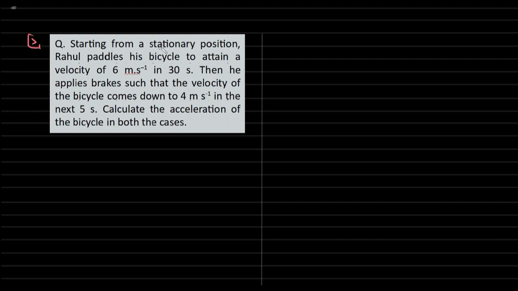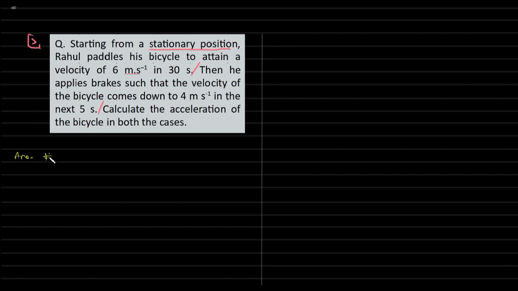Starting from a stationary position. So the word stationary position has a very specific meaning in terms of physics. That is, Rahul pedals his bicycle to attain a velocity of 6 meters per second in 30 seconds. Then he applies brakes such that the velocity of the bicycle comes down to 4 meters per second in the next 5 seconds. Calculate the acceleration of the bicycle in both the cases.